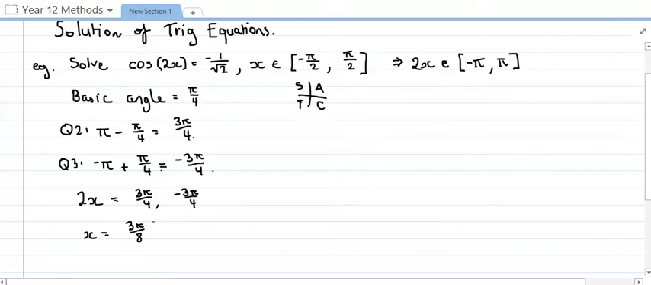When we divide a fraction by a number, the number essentially gets multiplied with the denominator. And the other solution is negative 3 pi over 8. You might actually prefer to write that as x equals plus or minus 3 pi over 8. Not required that you do that, but it's just a nicer way for some people to write that.